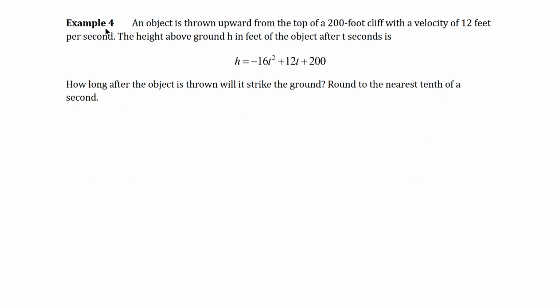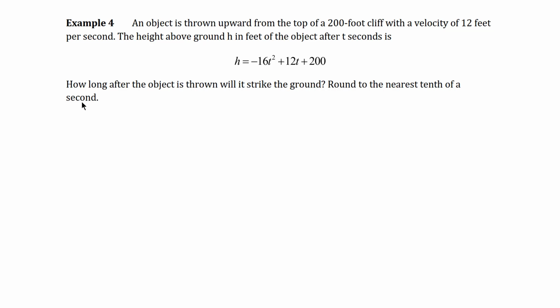In example number 4, an object is thrown upward from the top of a 200-foot cliff with a velocity of 12 feet per second. The height above ground h in feet of the object after t seconds is given by the equation h equals negative 16t squared plus 12t plus 200. How long after the object is thrown will it strike the ground? Round to the nearest tenth of a second.